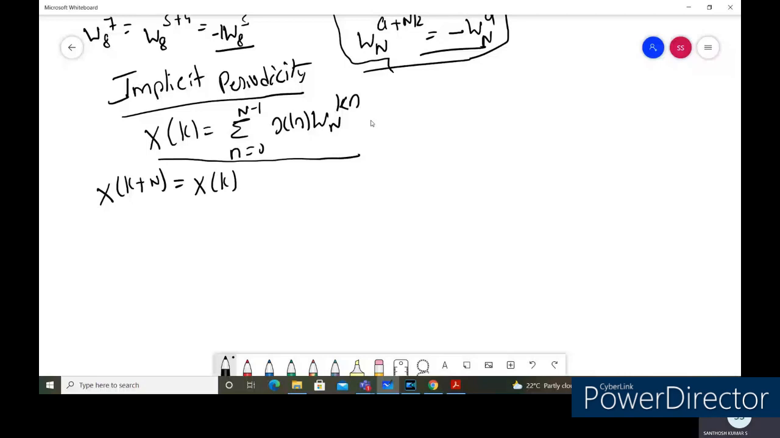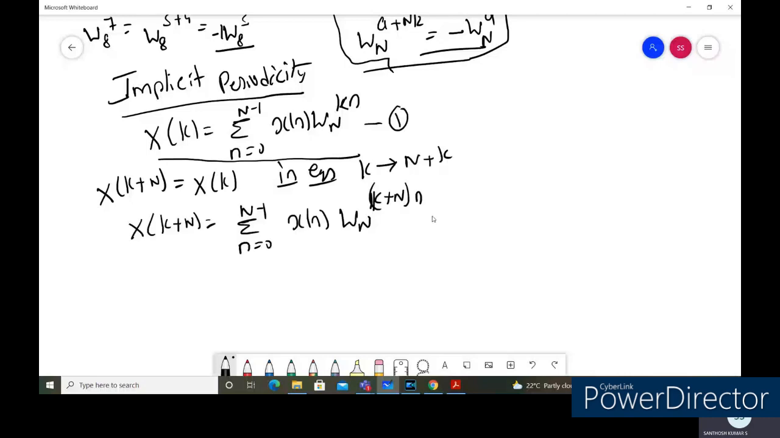Since omega n to the power of k plus n is there, I can apply the law of indices for the exponential terms. So this will become the summation from n equal to 0 to n minus 1 of x of n, omega n to the power of k n, into omega n to the power of k n.